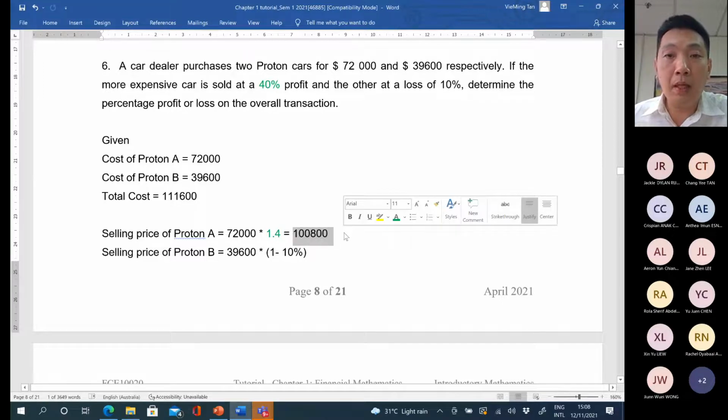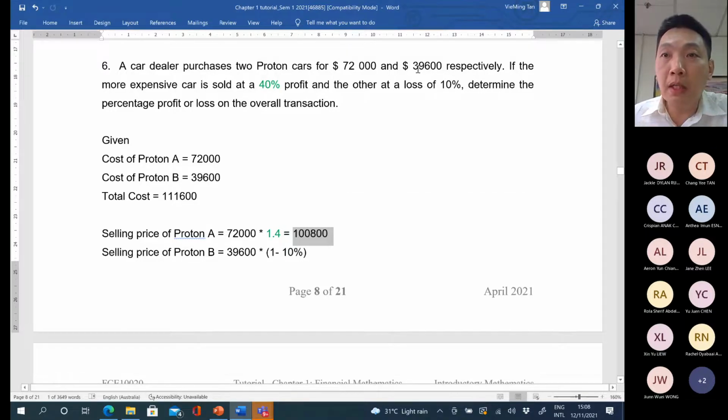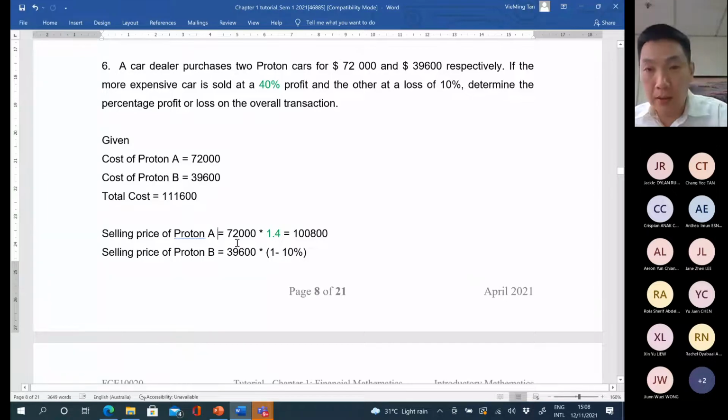Then how about Proton B? Proton B is going to make a loss of 10%. That means for Proton B car, the selling price will be 10% lower than the cost price of 39,600. So what is the meaning? That is using 39,600 multiplied with 1 minus 10%. Okay, 1 minus 10%. For A it is like this. If you are confused, you can also add some more information.